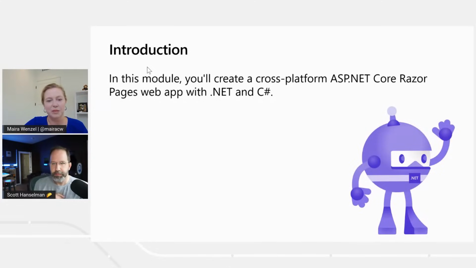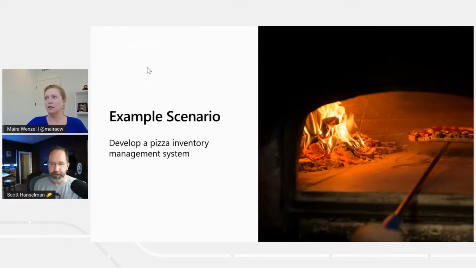Okay. All right. So where I said we're going to create an ASP.NET Core Razor Pages app with .NET and C#. Right, and it's cross-platform. So everything we're doing, I'm going to do on Windows. But if we have time, I can run it on Linux to prove that it will be cross-platform. So that's a good thing to note. And then we're going to make a pizza application. I think the next slide calls it an inventory management system for pizza. Yes, so that's our example scenario. It's going to be a pizza inventory.